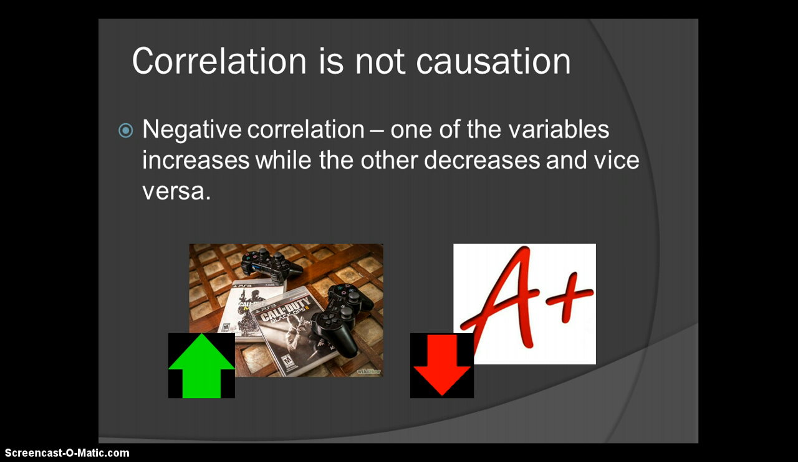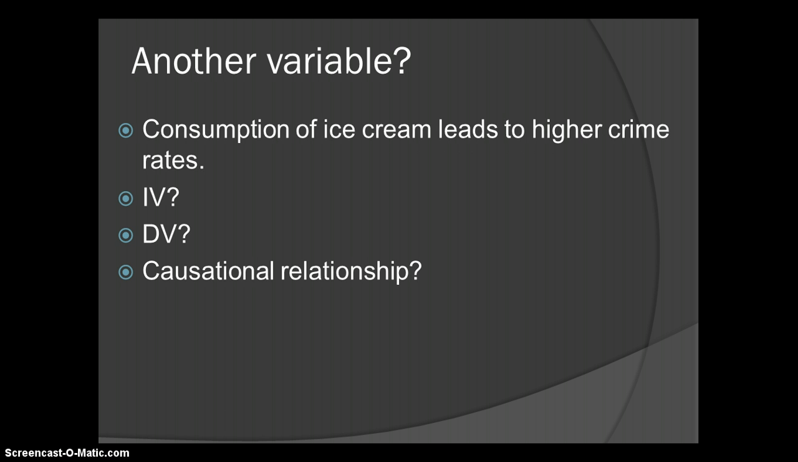Negative correlation is when one of the variables increases while the other one decreases, and vice versa. So for example, the more video games you play and engage with, the lower your grades can possibly be. Or vice versa, the fewer video games you play, the more time you have to study, so your grades might possibly be higher. So once again, not a causal relationship, but just a correlation, and in this case, a negative correlation.